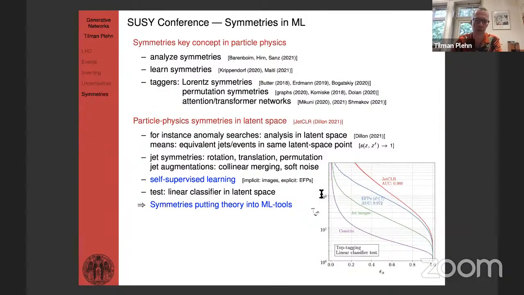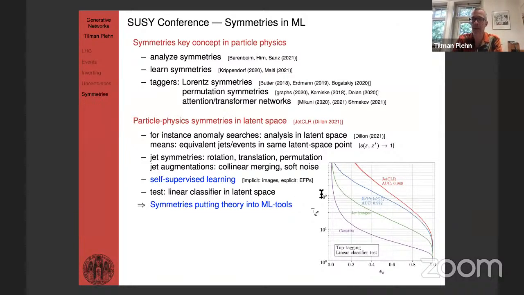Specifically, technically, you can do this using self-supervised learning, something explicitly done in energy flow polynomials, but we do this implicitly through self-supervised learning. So we just learn from a combined sample, and we can test that through a simple classifier test that I don't have to go into. So to check if this really is a difference, and of course, my favorite application is top tagging.